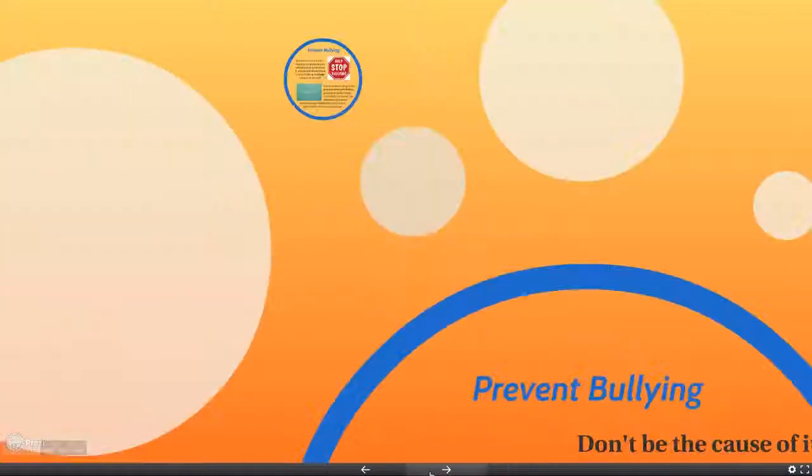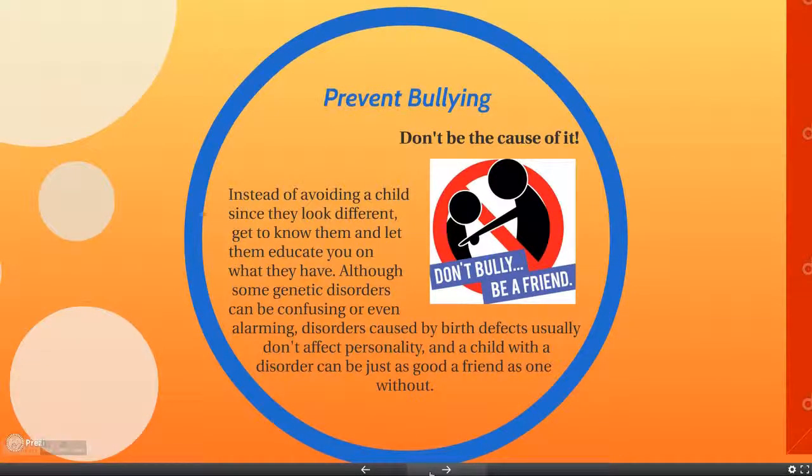In order to prevent bullying, change your view on disabled or different children. Instead of avoiding a child since they look or act differently, get to know them and let them educate you on what they have. Although some genetic disorders can be confusing or even alarming, disorders caused by birth defects usually don't affect personality, and a child with a disorder can be just as good a friend as one without. And remember, do not be the cause of bullying.